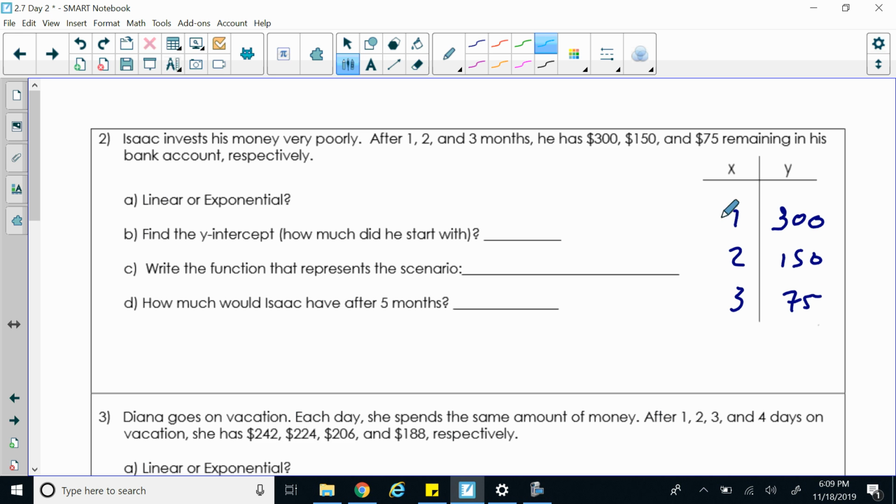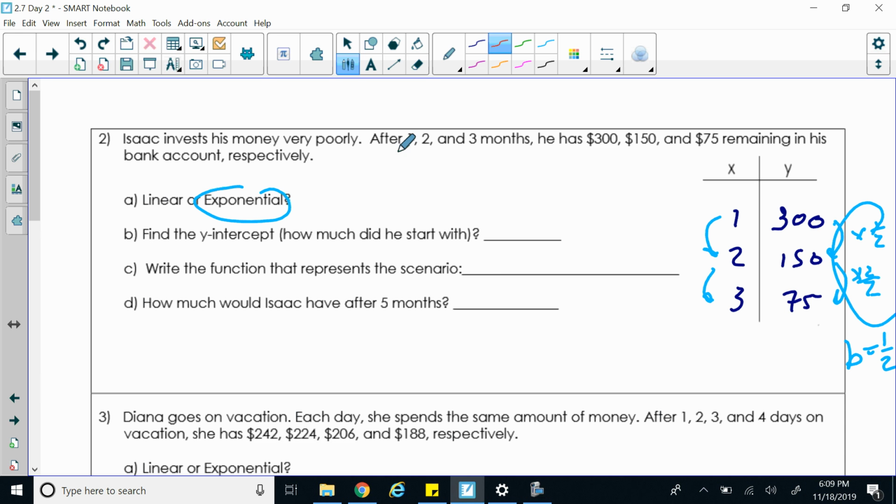So what is happening every month? After every 1 month, what's happening to our money? If you think we're adding or subtracting, that's not working: it's minus 150, minus 75. What's really happening is it's halving. So we're multiplying by a half, multiplying by a half, which means it's exponential, and this is your b. So our b is 1/2.